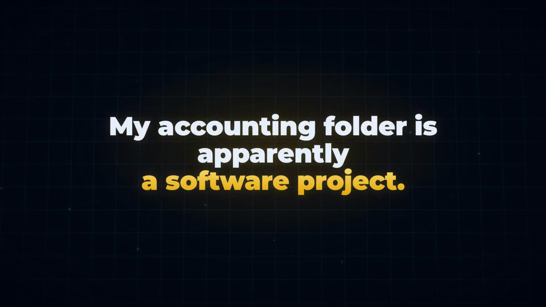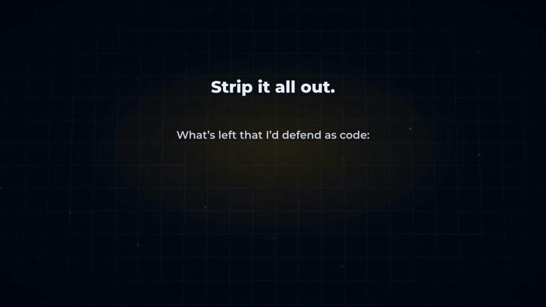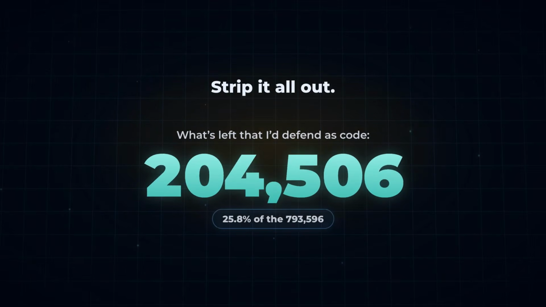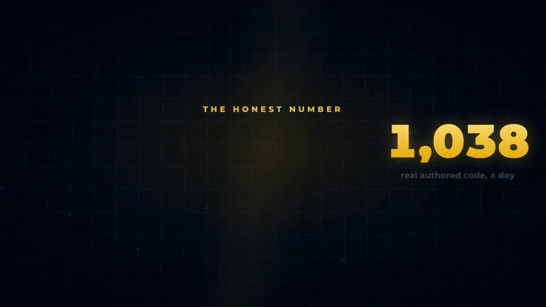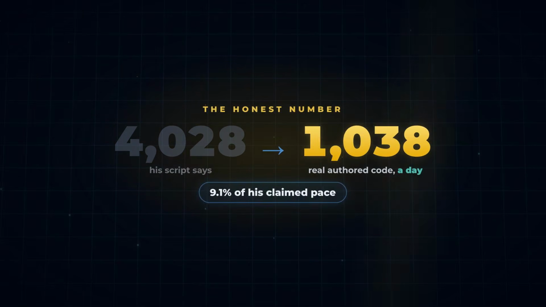My accounting folder is apparently a software project. Strip it all out, what's left that I defend as code? 204,000 lines, 1,038 a day. So his script says, I ship 4,000 a day. The honest number is 1,009% of his pace.